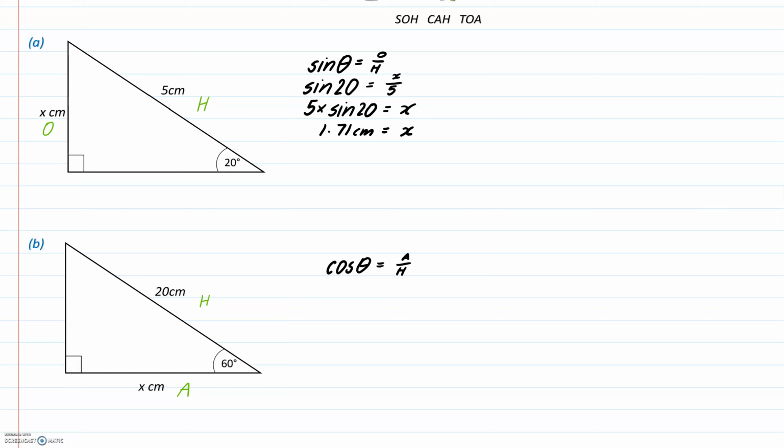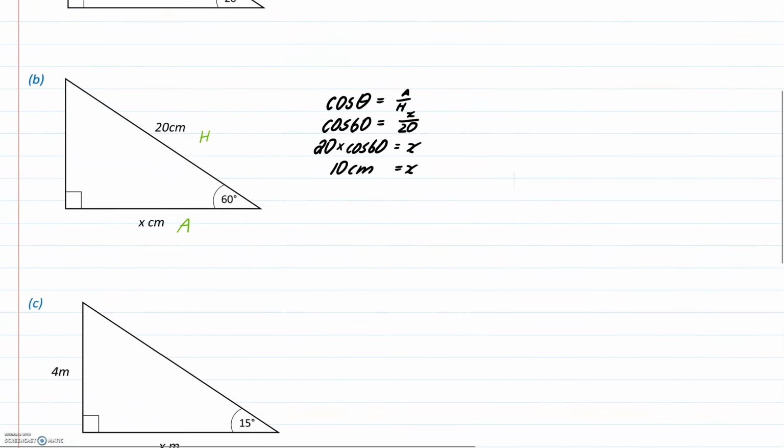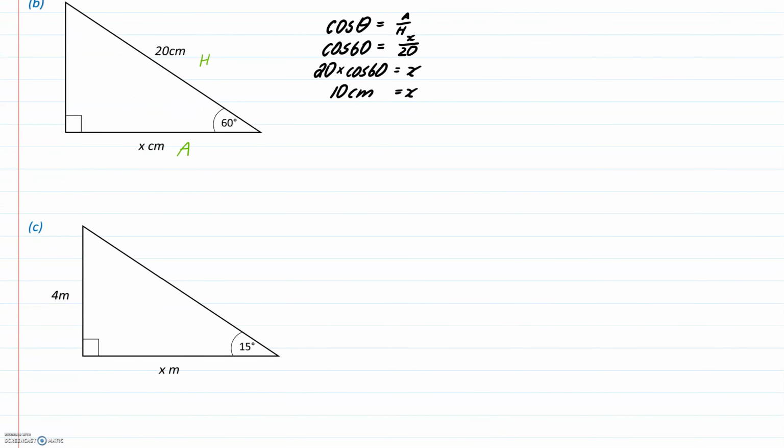Step 3 is to fill in what we know. So our angle is 60, so cos 60 is equal to, the adjacent side is x, divided by the hypotenuse, which is 20. Again, if it's divide on the right, to take it over to the left-hand side, we need to times it. So 20 by cos 60 equals x, pop that straight onto the calculator, and we get 10 centimetres. So that's A and B done. C is slightly different, and we'll have a look why in a moment.